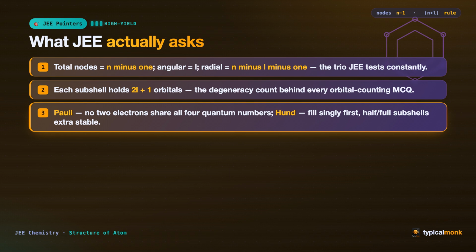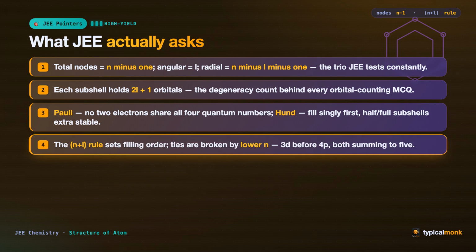3. The Pauli exclusion principle says no two electrons can share all 4 quantum numbers, so an orbital holds at most 2 electrons with opposite spins. Hund's rule says electrons occupy separate orbitals singly, with parallel spins before any pairing begins. And half-filled or fully filled subshells are extra stable. 4. The n plus l rule sets the filling order, and whenever 2 orbitals tie on that sum, the lower n wins. This is exactly why 3d fills before 4p, even though both sum to 5.